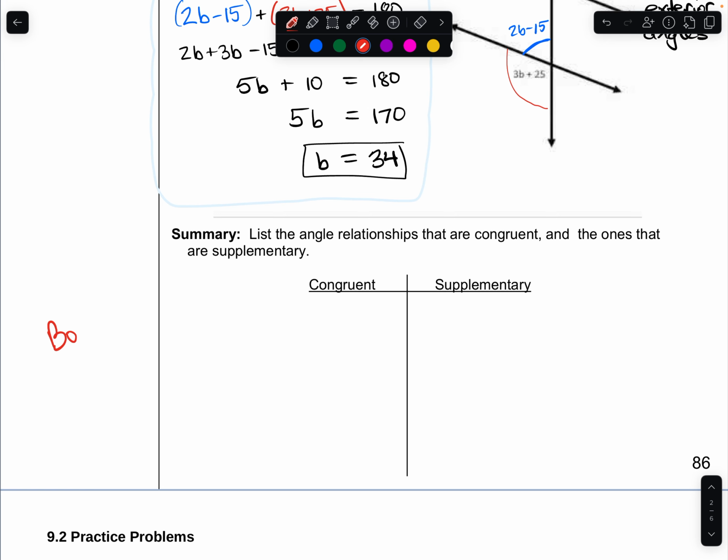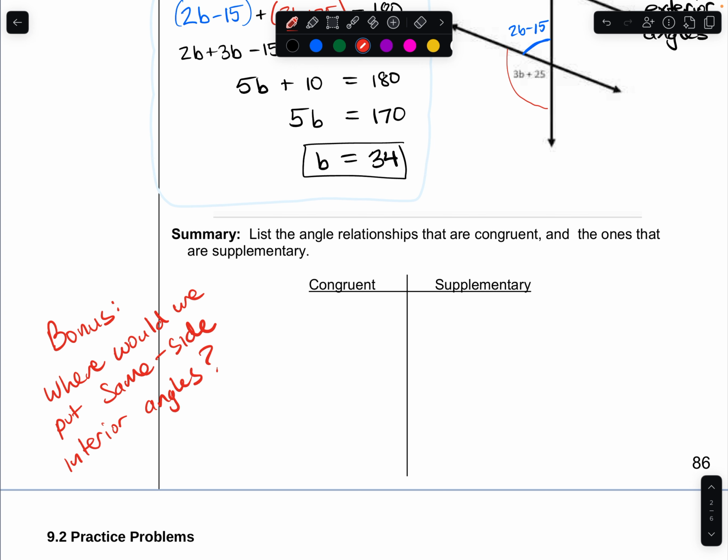As a bonus, you can either ask a question at the end of the video, or you can answer this question instead. Where would we put that extra, the same side interior? Would same side interior angles go in the congruent side or in the supplementary side?